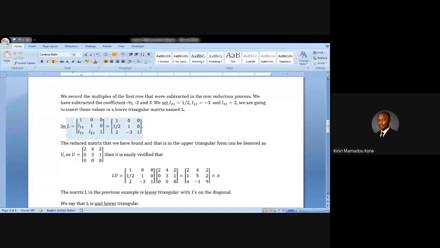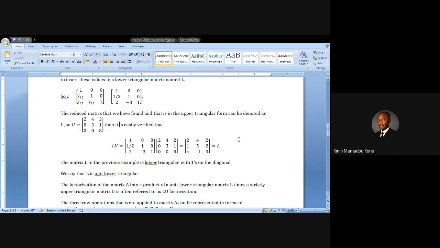So this matrix that is in the upper triangular form that we obtain through the reduction process is what we'll be calling our matrix U. Then it is easily verified that LU, the L matrix multiplied by the upper triangular matrix U, is going to give you A.